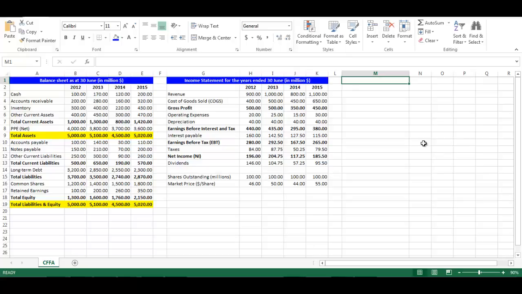This video is about computing cash flow from assets. We have the balance sheets and income statements for years 2012, 2013, 2014, and 2015. All values are in million dollars. Let's write cash flow from assets in cell M1.